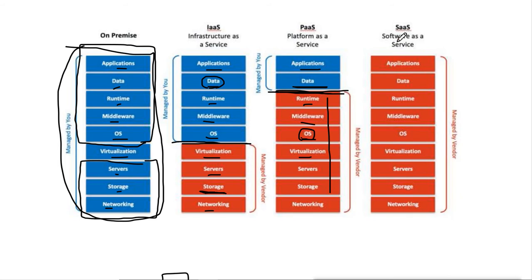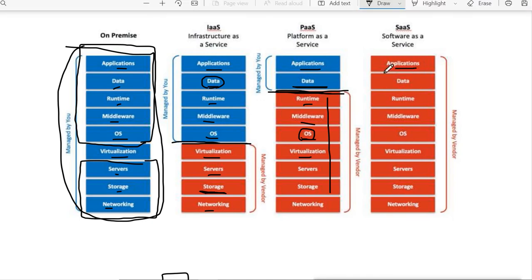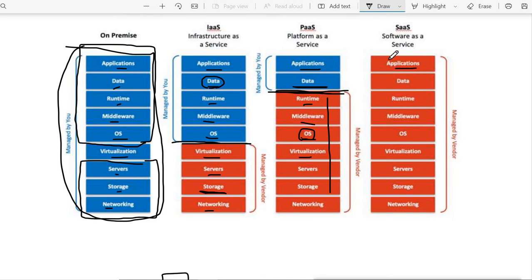Then you have SaaS, software as a service. Now software as a service means what? Everything will be managed by the vendor till the application. You will just get the application, you will get the interface of the application, and then you can use the application, pay the money. Simple.